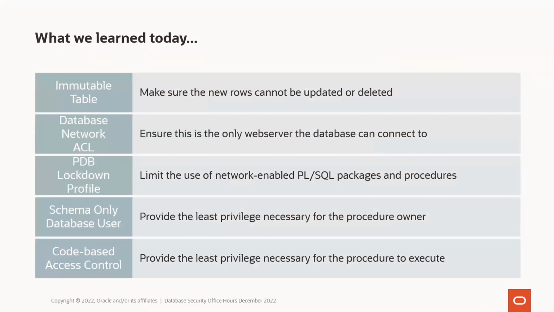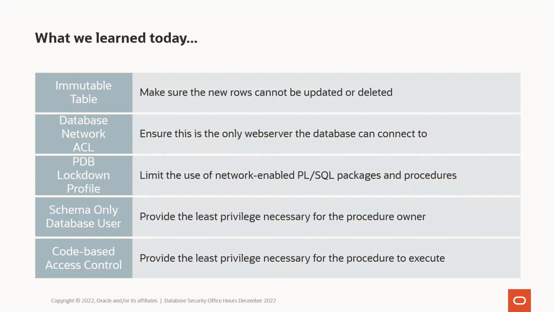All right, let's summarize here what we talked about. We used an immutable table to make sure that new rows couldn't be inserted or couldn't be updated or deleted. We used network access control list to ensure that only that web server was what the database could connect to, and only as that data owner user. We limited the use of network enabled PL/SQL packages and procedures with our PDB lockdown profiles. And we also limited Evil Rich from giving himself 32 CPUs on his PDB, right? So we utilize the capabilities of PDB lockdown profiles to solve a couple problems there.